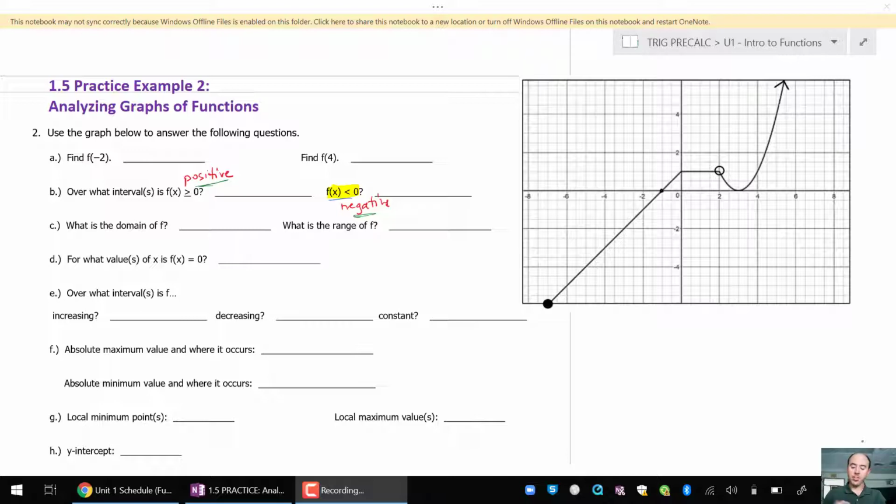So to begin, we have a picture, in this case, of a function, and we'd like to answer all these different questions about that function, just sort of a complete analysis of what's going on.